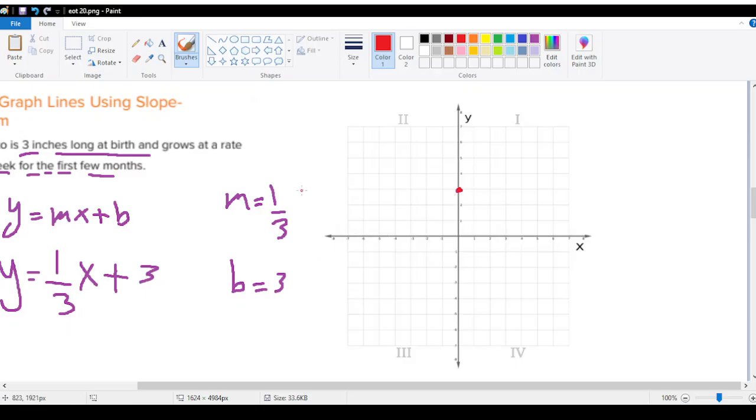And then after that, we will rise how much? We will rise one time. So we will reach the 4. Then how much will we run? 3. So 1, 2, 3. So this is our next point. After that, I'll bring a normal ruler, and I will connect them.